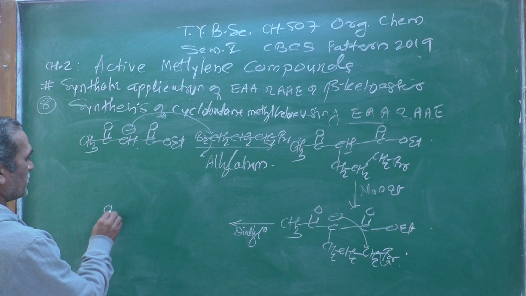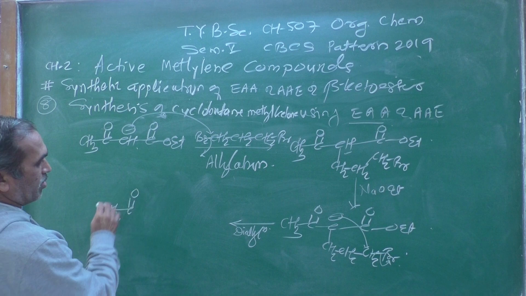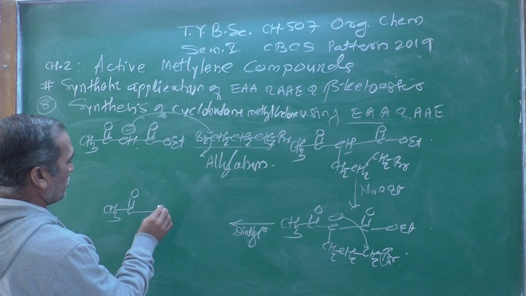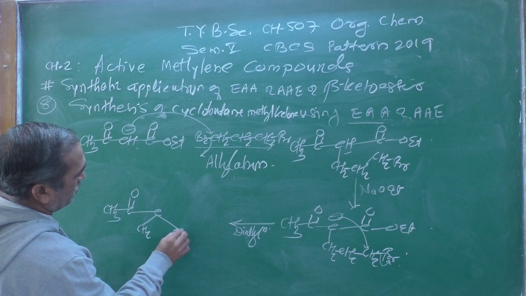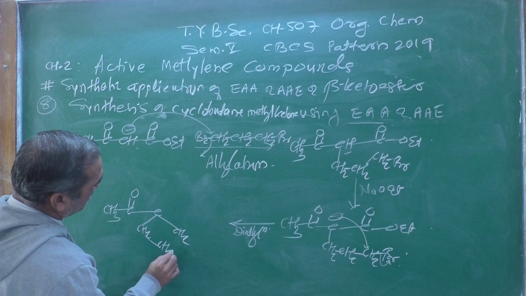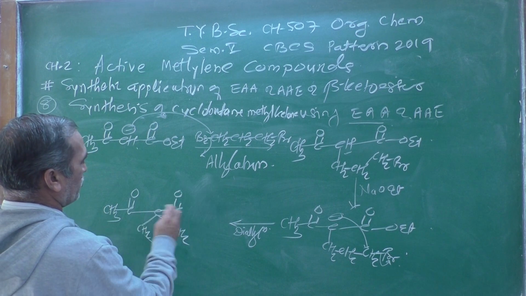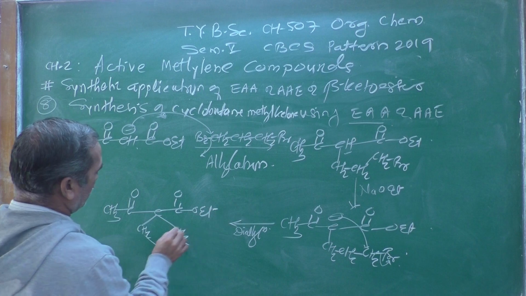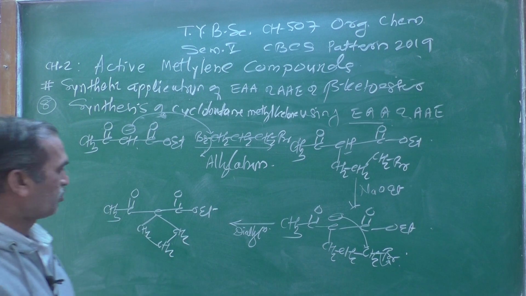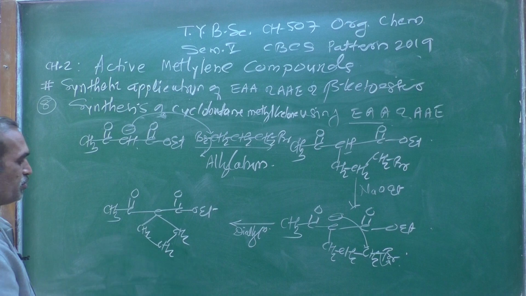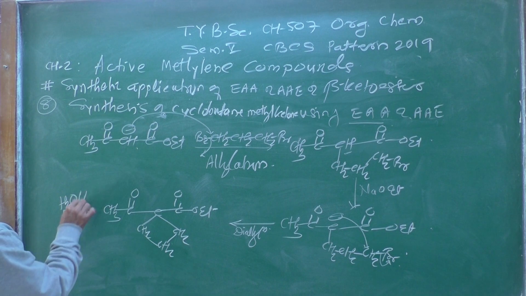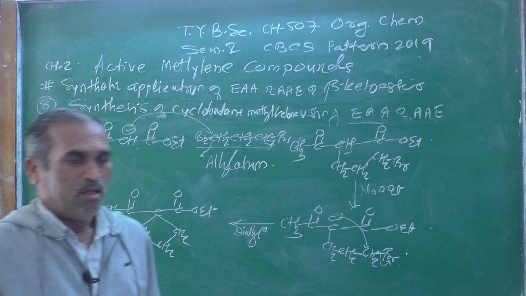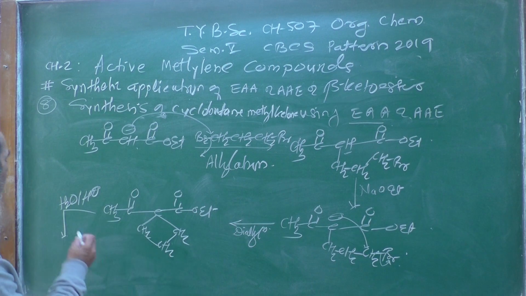You will get here CH3, C double bond O, then C, then CH2 and one more CH2 here, then C double bond O, then OEt. Three CH2 I am showing. So this is nothing but a cyclobutanone type of species that we have obtained over here. Now then do the hydrolysis, H2O in the presence of H plus. This is known as hydrolysis.